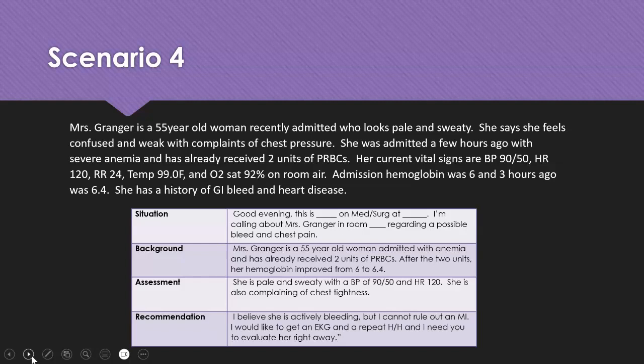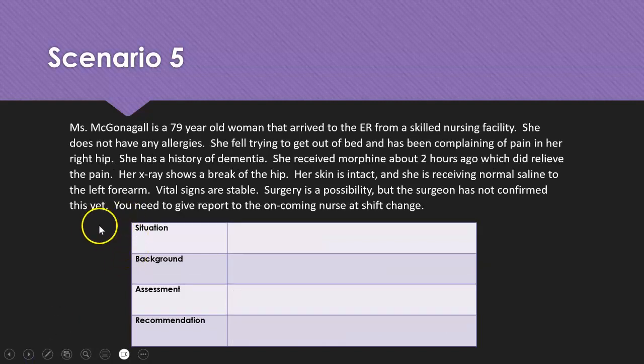Let's go on to our last scenario. Scenario number 5. Mrs. McGonagall is a 79-year-old woman. All of these things like age and that type of thing, that's significant. She arrived to the ER from a skilled nursing facility. She does not have any allergies. She was already in a SNF, a skilled nursing facility.